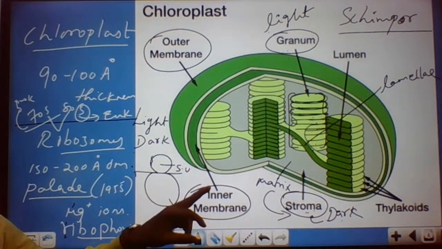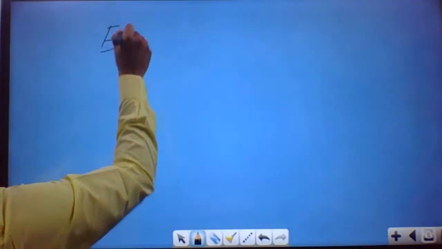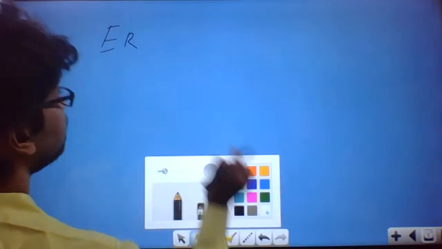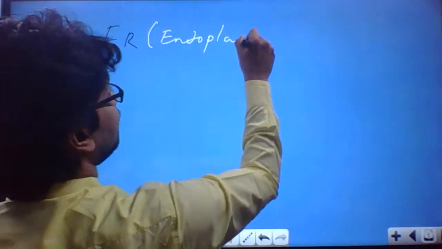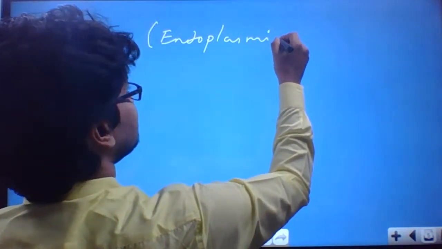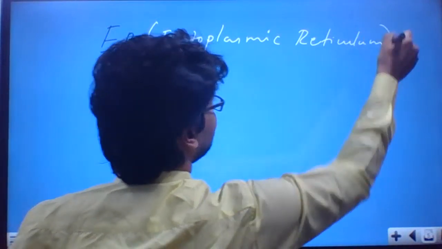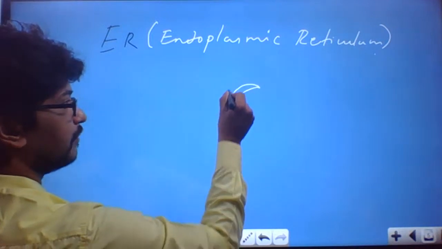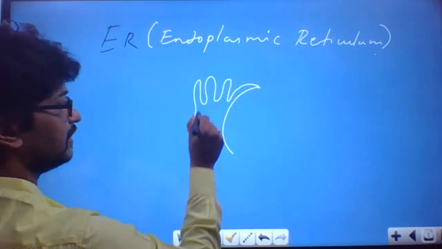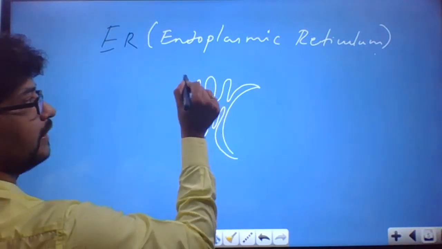Okay. Next, we move on to the endoplasmic reticulum. Coming to the next part, endoplasmic reticulum, we simply call it ER. ER stands for endoplasmic reticulum. This endoplasmic reticulum is the invaginations of the nuclear envelope. So you could see the invaginations, the foldings, the structure. This is what we are talking about, the endoplasmic reticulum.